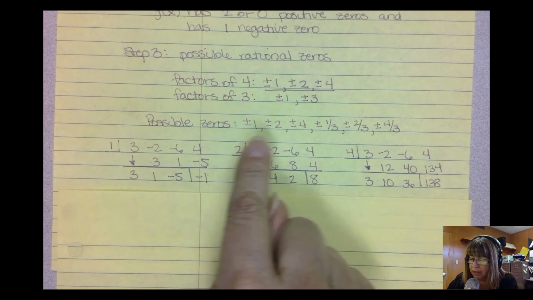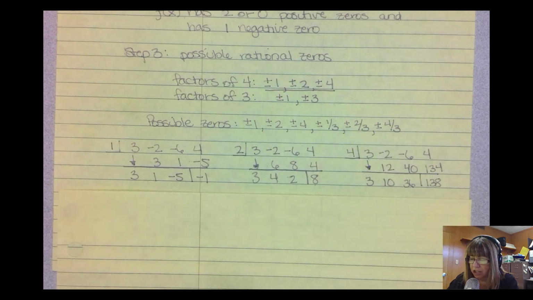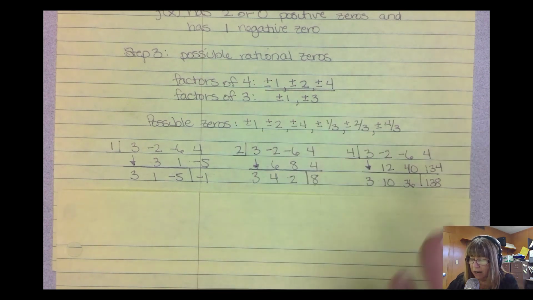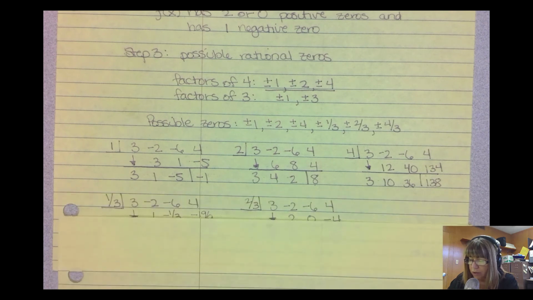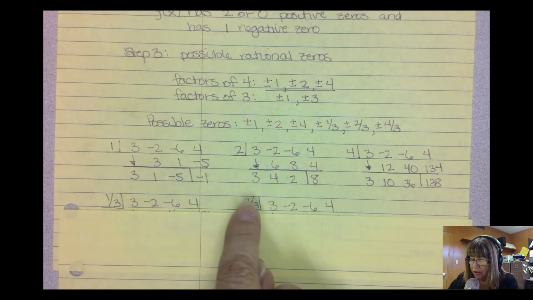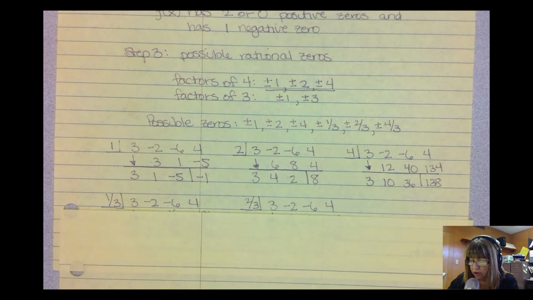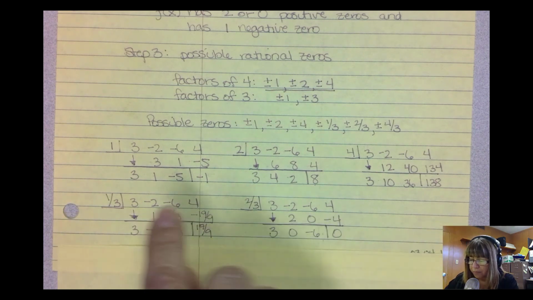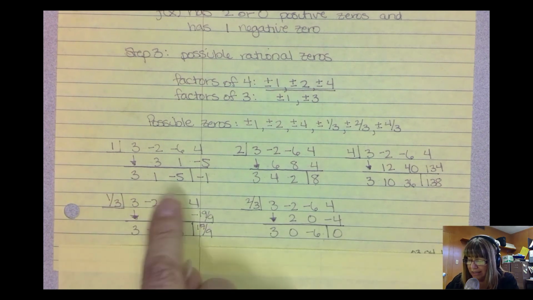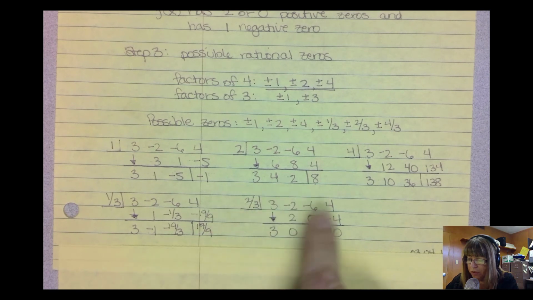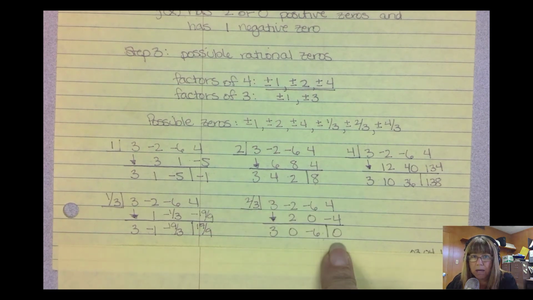So because we know that, let's start testing our fractions. All of our fractions are less than 2. So let's go ahead and try 1/3 and 2/3, and we'll start there. All right, here we go. 1/3 is not a 0. 2/3 is a 0. So we found one of our positive zeros.